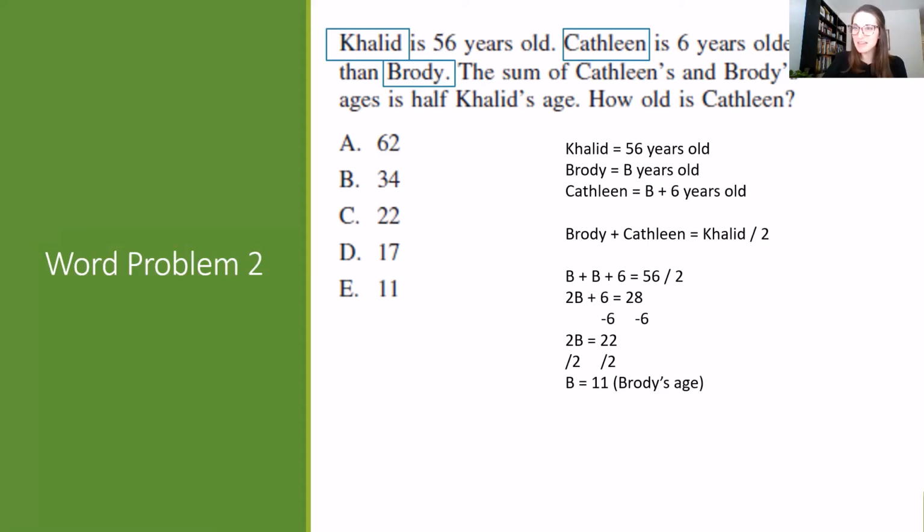Not quite. Take a look back at the question. Whose age are we trying to figure out? We need to figure out Kathleen's age, and we solved for B, which is Brody's age. So how do we get Kathleen's age? Well, remember that she is 6 years older. So 11 plus 6 equals Kathleen's age, which is 17.